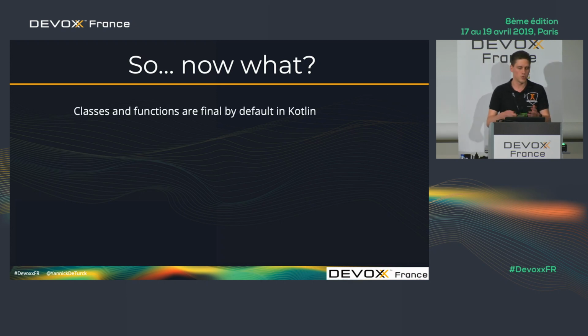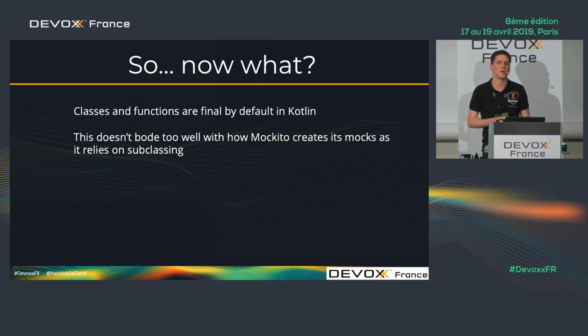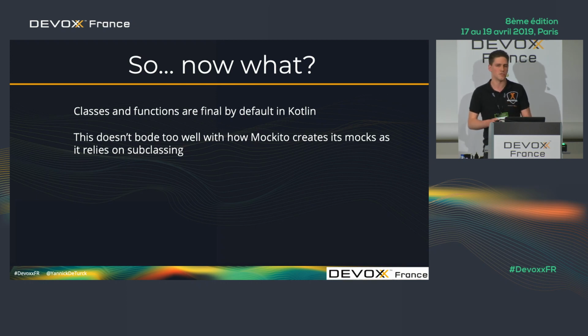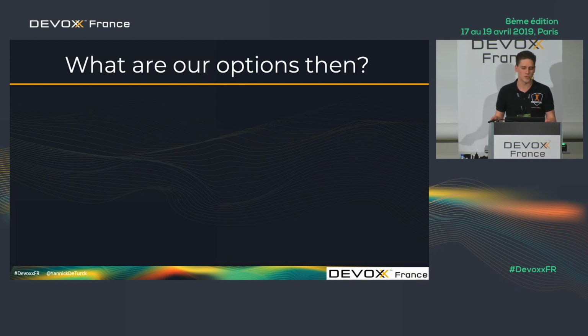And as I looked a bit deeper into Kotlin, I learned that all classes and functions are final by default in Kotlin. And that's somewhat problematic with Mockito, because the way that Mockito creates its mocks is by relying on subclassing. If you have a final method or a final class, that can be a bit tricky. So you might ask yourself, what are our options to use Mockito with Kotlin?